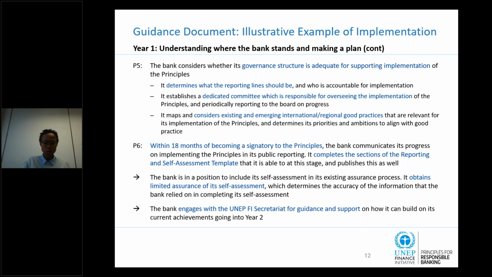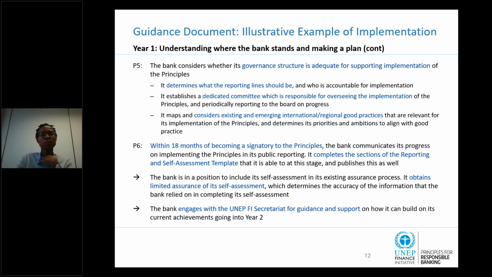So specifically, I work in an agricultural bank. We have a board committee which is the overseer of all the social and ethical policies of the bank. So that's in terms of our governance structure. We're looking at how that aligns with meeting the principles of responsible banking. And then in year number 1, still looking at principle number 6, also a very important part of the principles is the transparency and accountability component.